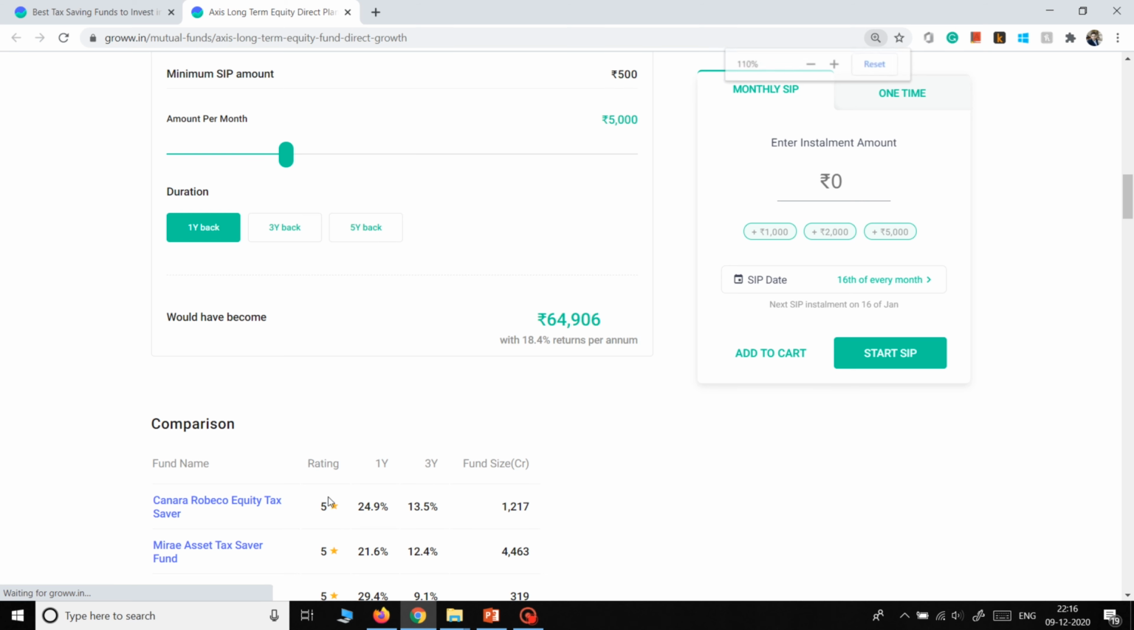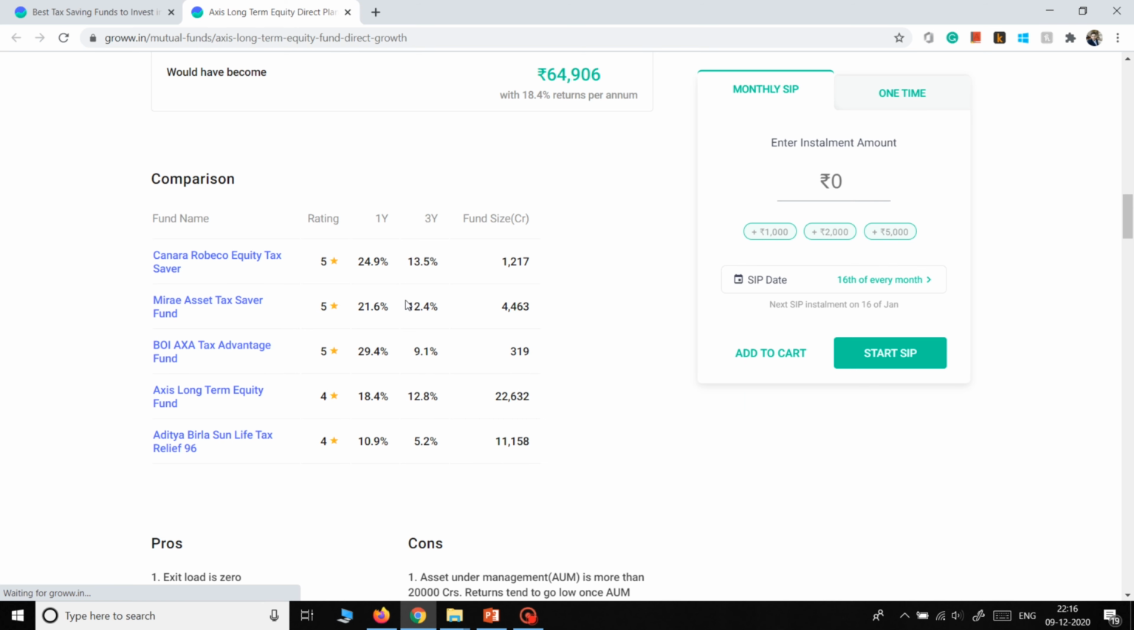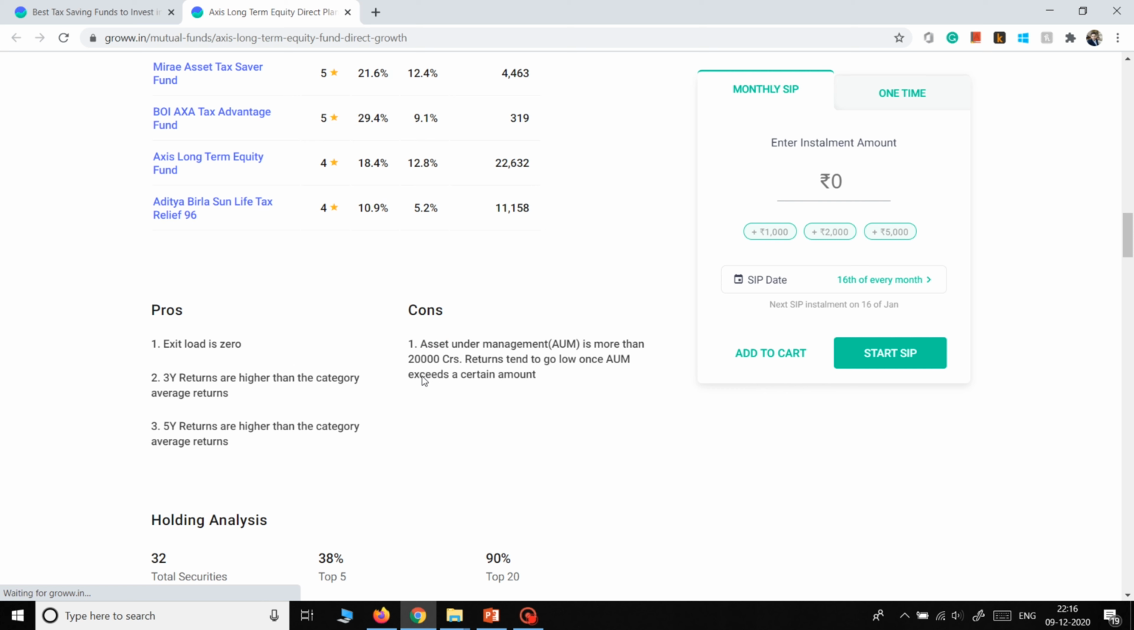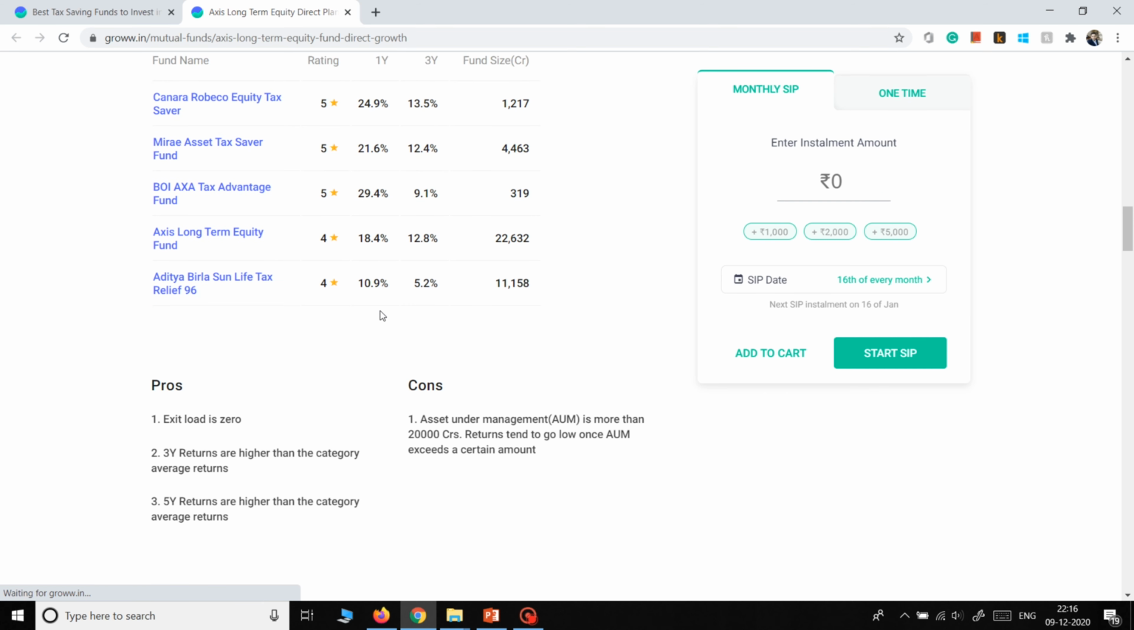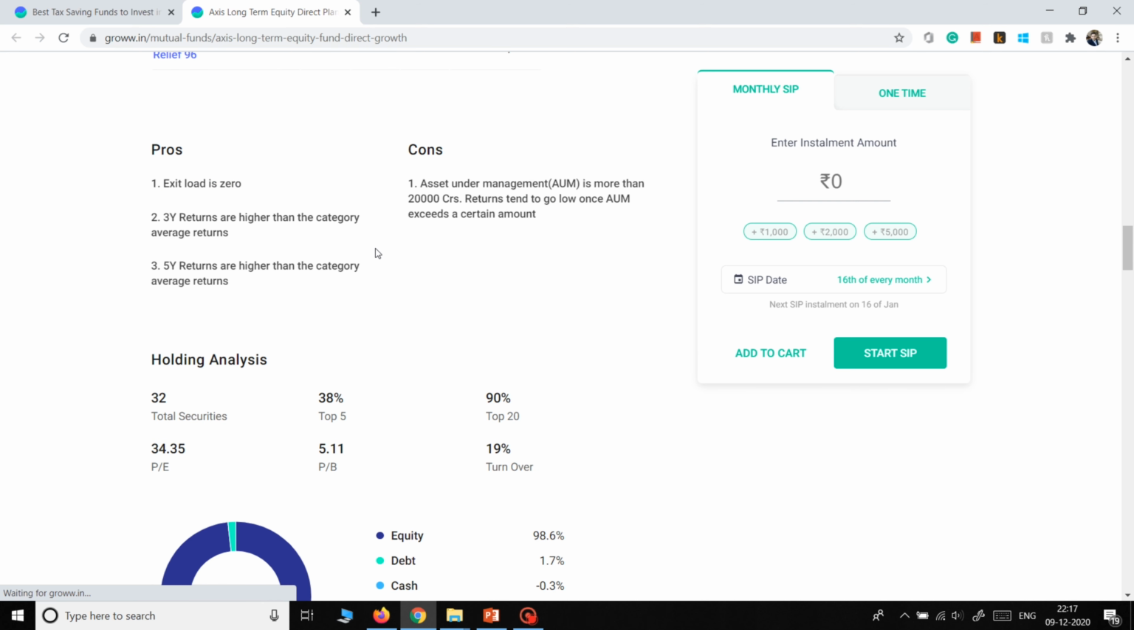Then you can also compare this fund with the other funds in the same category. Some of them are doing better than Mirae Asset, some of them are not doing as good as Axis. And when I invested, the top 2 5-star funds were Mirae Asset and Axis, in which I invested. But now it has changed. Axis went down to 4-star, and these two new ones, BOI AXA and Canara Robeco, became 5-star funds. Then there are some pros and cons of such funds, that you should invest or you should not invest. Then you should take a call after that.